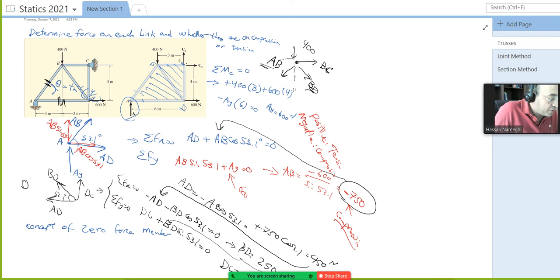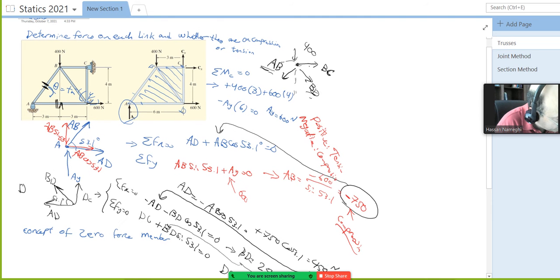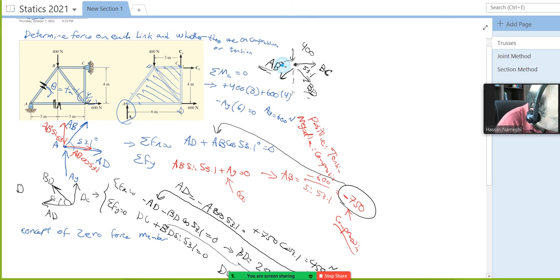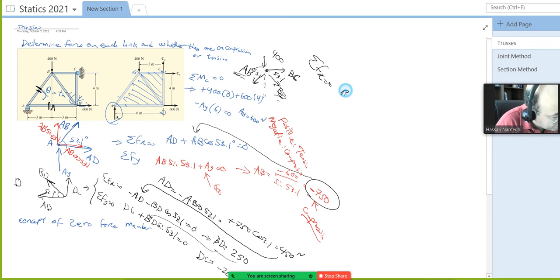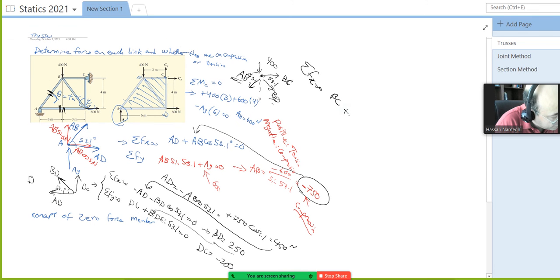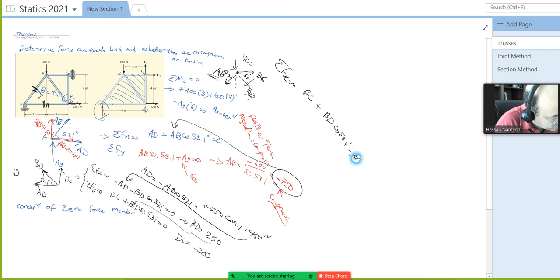Because on that, you can give the 400, the AB and BD, their angle, where they are located, how much they are. So this will find the resultant force for that. Now, otherwise, I need to go with the angle. So the angle up here is 53.1. The angle here is 53.1. So sum of f of x. On the x, I have BC plus BD cosine 53.1, and then minus AB cosine 53.1. So that's on the x.